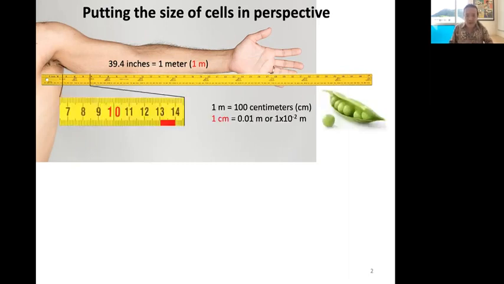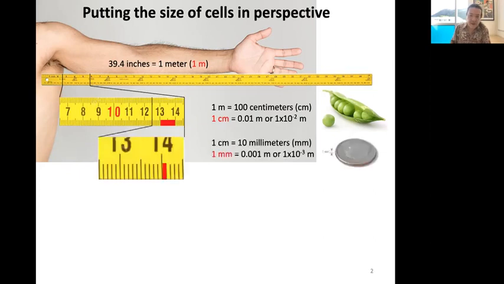So if we start from a meter and we break it into 100 equal divisions, each one of those is a centimeter, right? So a centimeter can be written as 0.01 meters or 1 × 10⁻² meters. And a centimeter, I think we're all still very comfortable with that. A centimeter is about the diameter of something like a pea. If we take a centimeter and break it down further into 10 divisions, each one of these would be a millimeter. So a millimeter is about the width of something like a coin, pictured here.